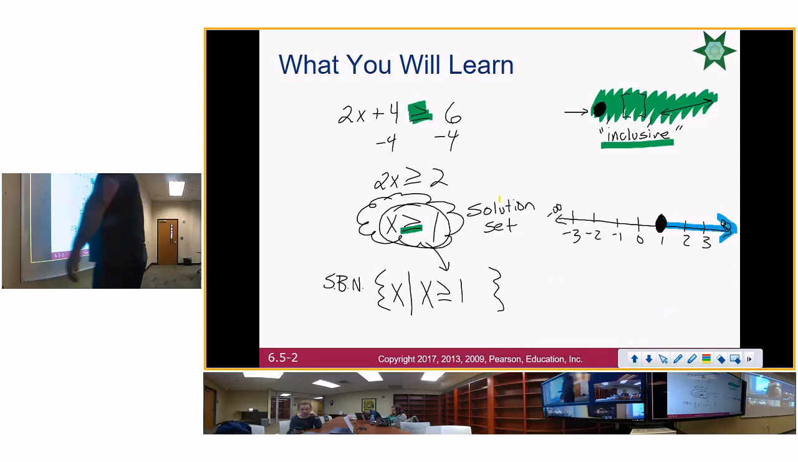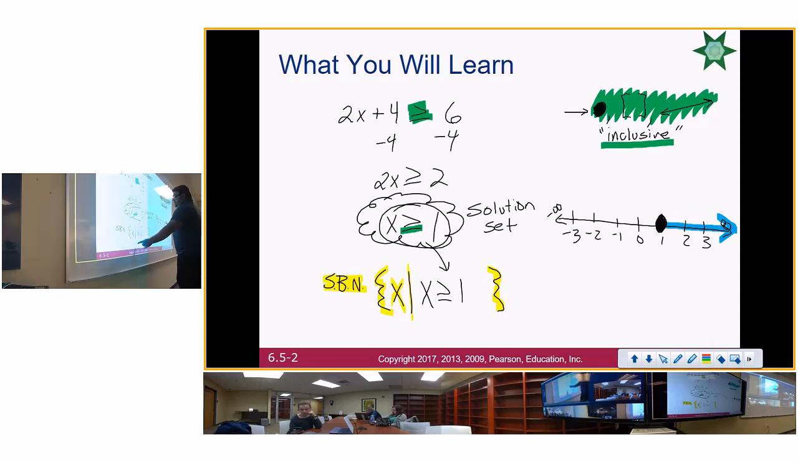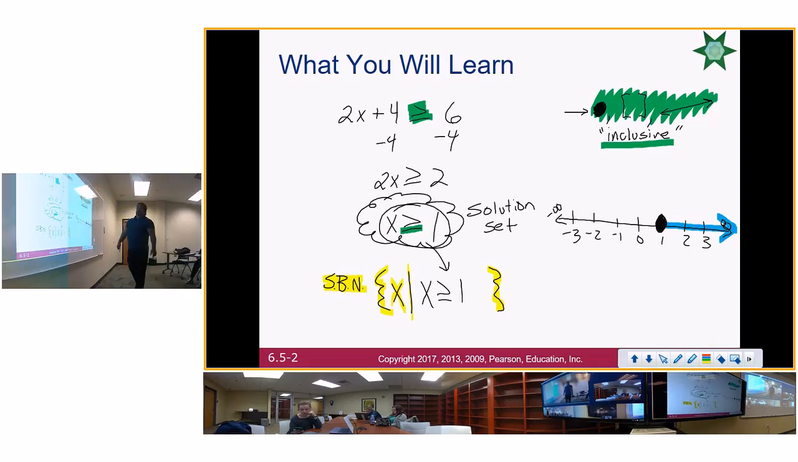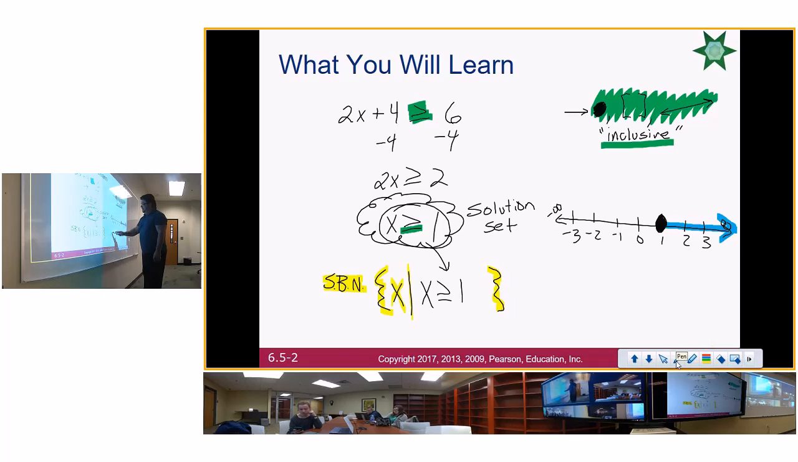Okay, so here's set builder notation. You add the braces, you add the x such that, and then you just put the answer right there. A big line like that means such that. For all answers of x, such that x will be greater than or equal to 1. That's called set builder notation. Some tests ask for that. Some tests ask for interval notation. Interval notation is what most algebra teachers use, including myself. I don't like set builder notation.